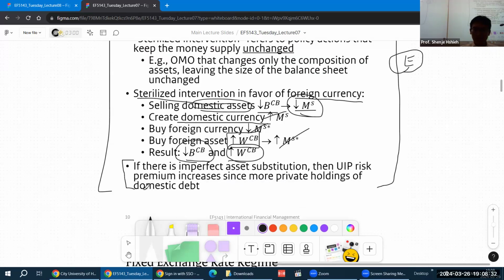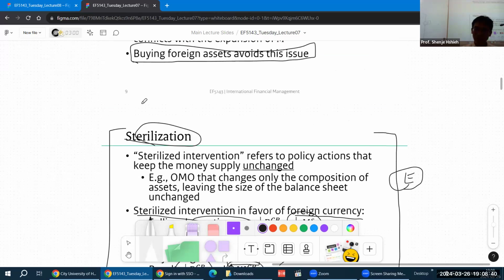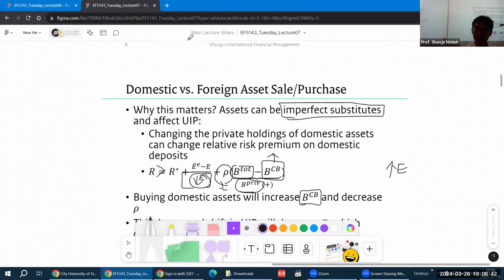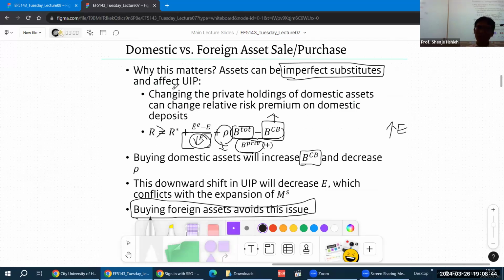All right, so the takeaway is the following. If there's imperfect asset substitution, then the UIP risk premium increases since there are more private holdings of domestic debt. So sterilization combined with the augmentation of UIP with this additional risk premium is the argument for why emerging economies tend to sterilize their FX intervention.